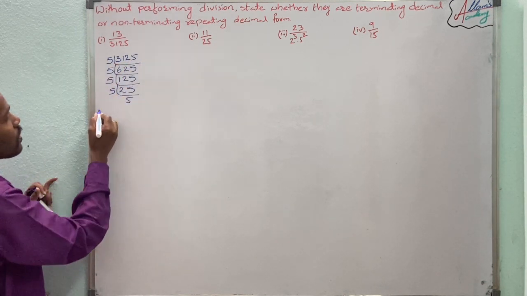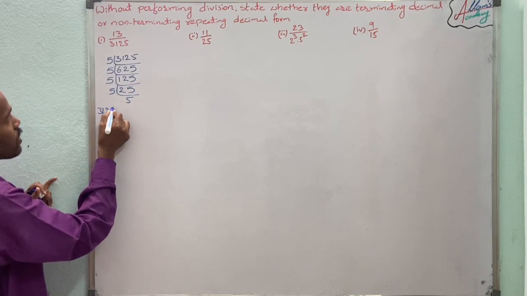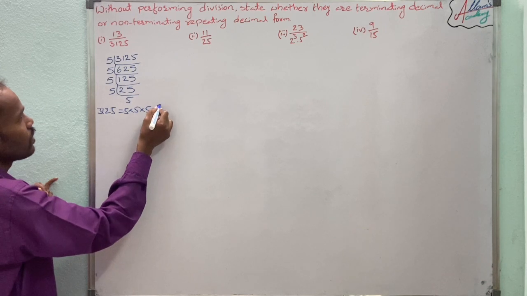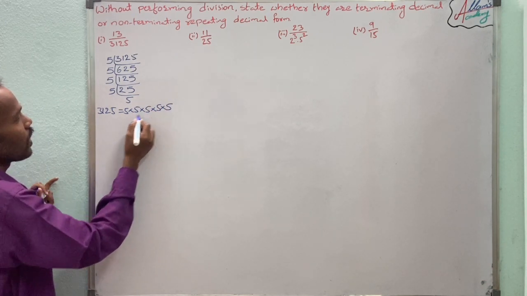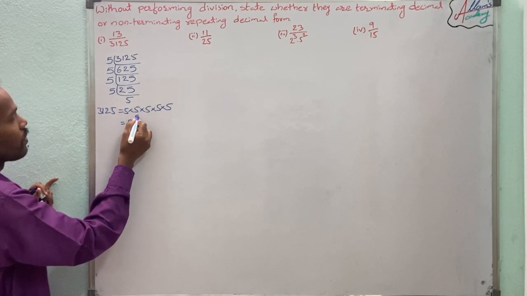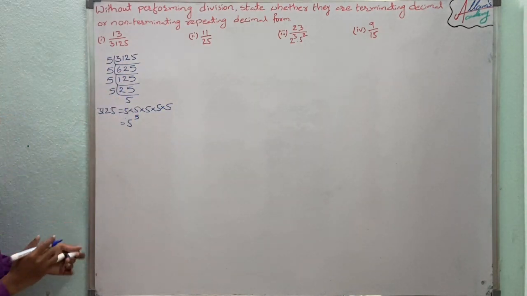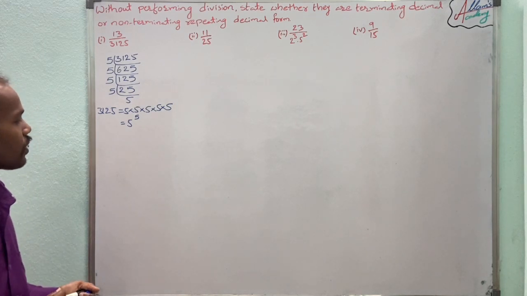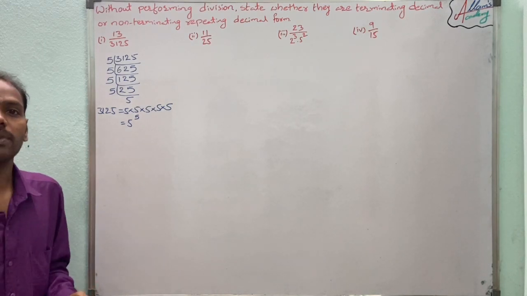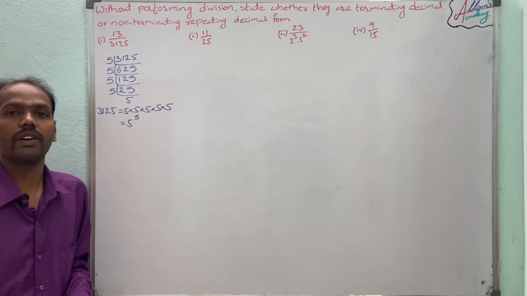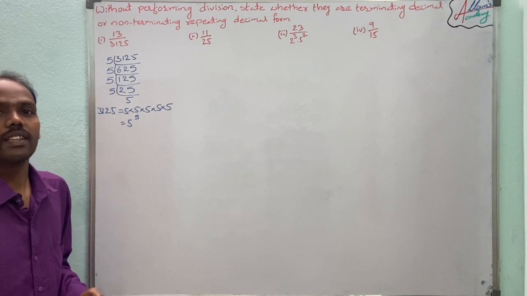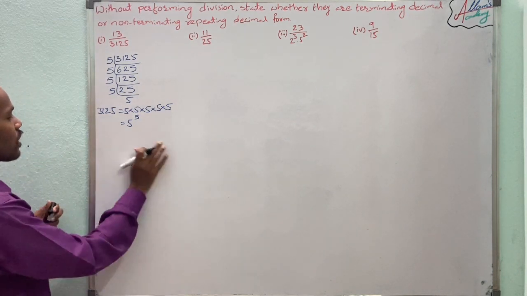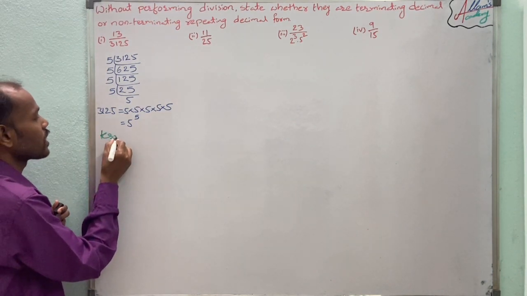So now 3125 can be expressed as 5 into 5 into 5 into 5 into 5, that is nothing but 5 power 5. So the given denominator is 5 power 5. Already we said that if it is in the form of 2 power or 5 power or the product of both powers, then it is terminating. So the given 13 by 3125 is a terminating decimal.